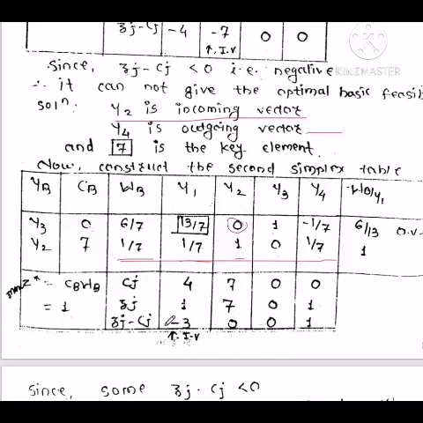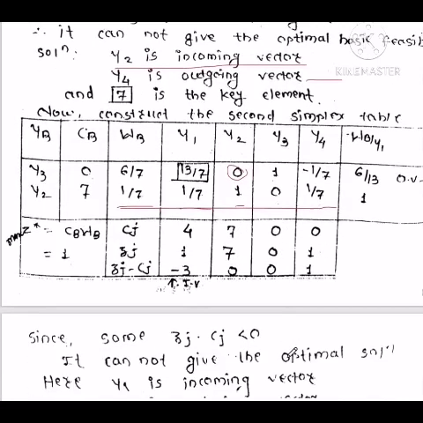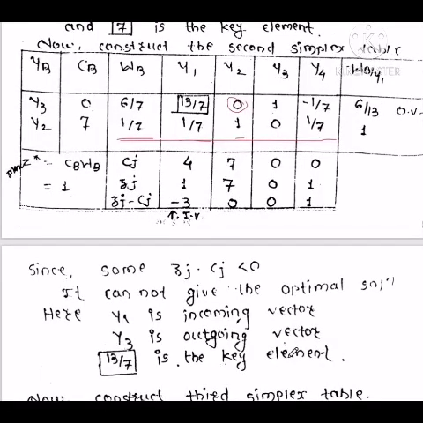Okay. So here again Zj minus Cj has a negative value. So therefore this table will not give the optimal solution. Therefore we have to construct the next simplex table. For that we have to find out the incoming vector. So select the most negative value from this table. So the corresponding vector y1 is the incoming vector.